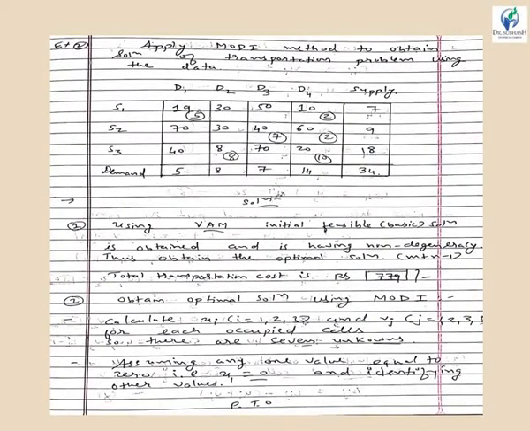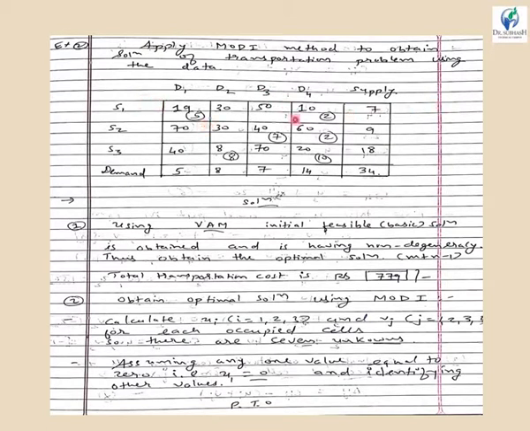So students, let us move to the second example related to the Modi method. The example that we will study is already given in the table. Apply the Modi method to obtain the solution of the transportation problem using the data given in the table. There are 3 rows and 4 columns, so there are 3 sources and 4 destination points or warehouses.